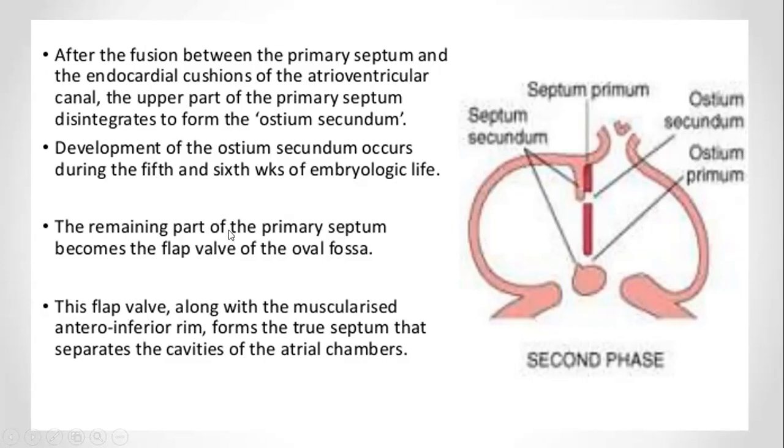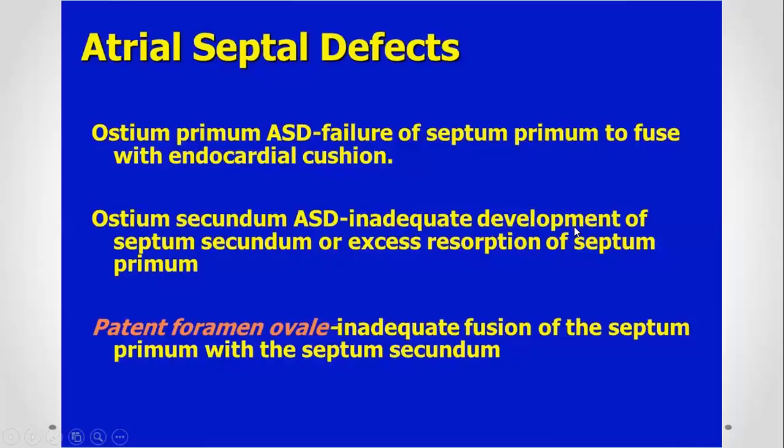The remaining part of the septum primum becomes the flap valve of the oval fossa. This flap valve, along with the muscularized septum secundum, forms the true septum that separates the cavities of the atrial chambers. So this will descend downward and join with the endocardial portion. Now there is formation of the septum secundum. Again we will discuss what will happen if these septums are not formed properly.